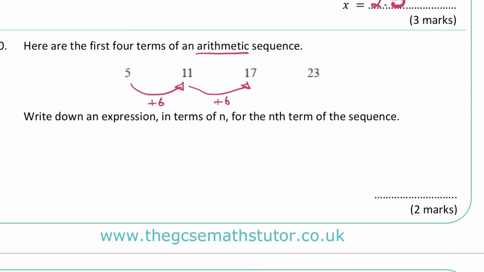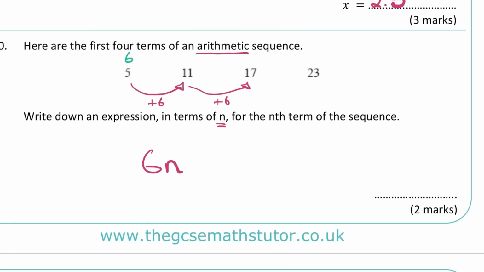Write down an expression in terms of n for the nth term. So n represents the position, but when we have the 6 times table, we just put that with n. So 6n means the 6 times table. However, this is not the 6 times table, and there's lots of different ways of looking at how to get the number that has to go with this 6n.